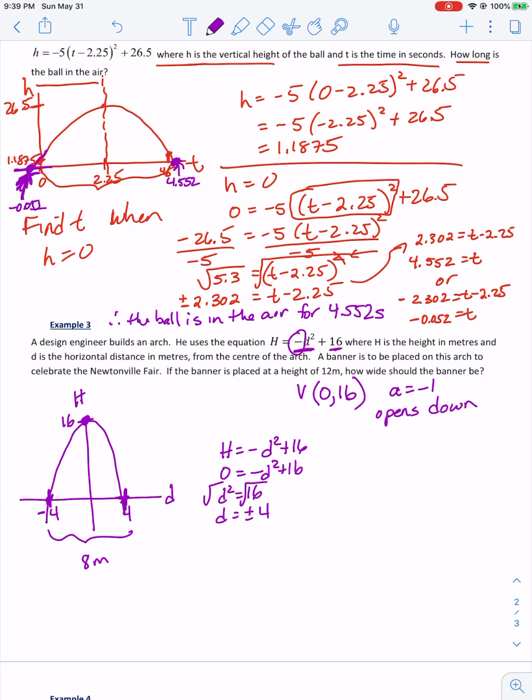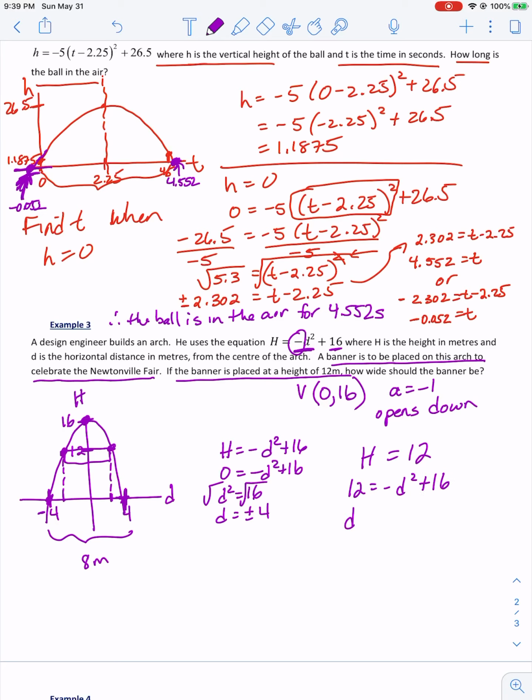All right, now, a banner is to be placed in this arc to celebrate the Newtonville Fair. If the banner is placed at a height of 12 meters, how wide should it be? So the height is 12. We're putting this banner up. The question is, what are these variables here? So that means that h equals 12. So 12 equals minus d squared plus 16.